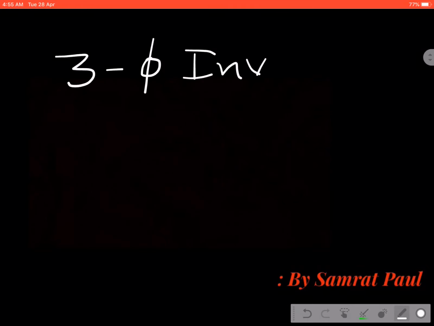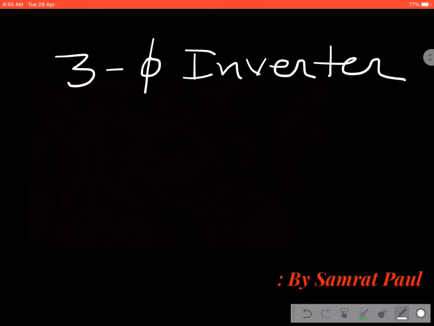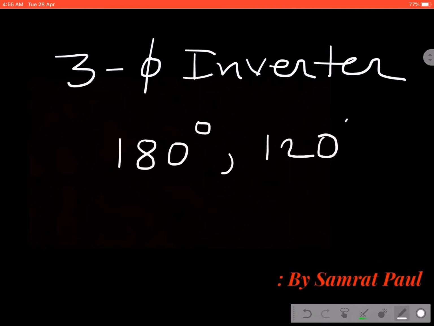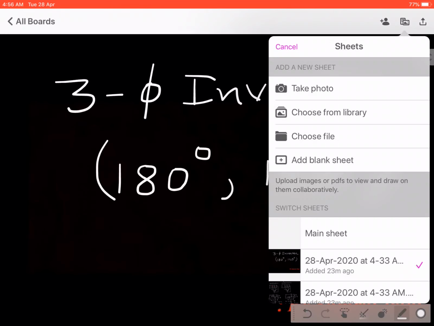Now I am going to present a topic on the three-phase inverter. Actually, this three-phase inverter can be used for two modes of operation. It can work in 180-degree conduction mode as well as 120-degree conduction mode. Today we are going to discuss the 180-degree conduction mode of operation. So first, let's go to the circuit diagram.